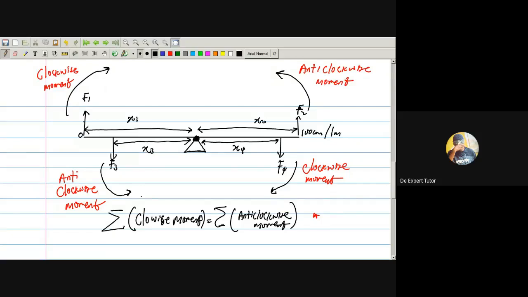What are those forces that are pointing upward? Who can tell us? Do you see any force pointing upward? Let someone tell us. F1 and F2. So it says F1 plus F2. They are the upward force.